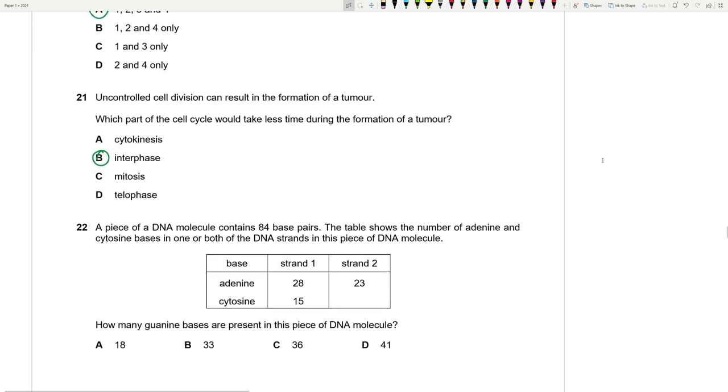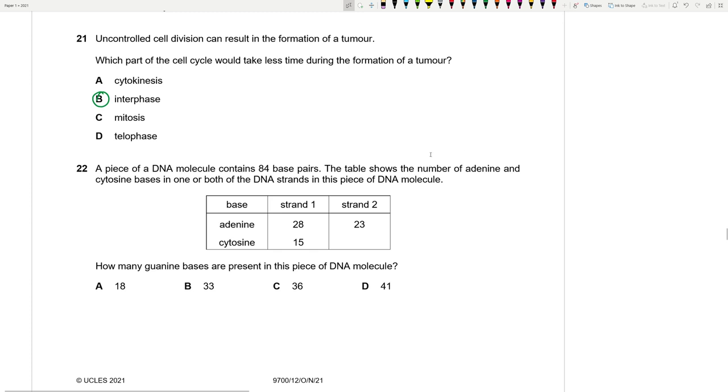22. A piece of a DNA molecule contains 84 base pairs. The table shows the number of adenine and cytosine bases in one or both of the DNA strands in this piece of DNA molecule. How many guanine bases are present in this piece of DNA molecule? It contains 84 DNA base pairs. 84 base pairs, all right.